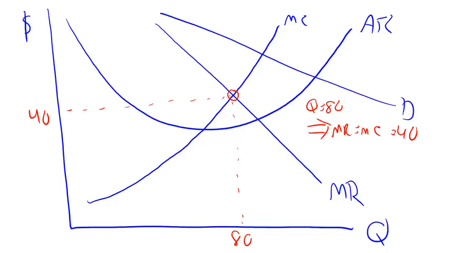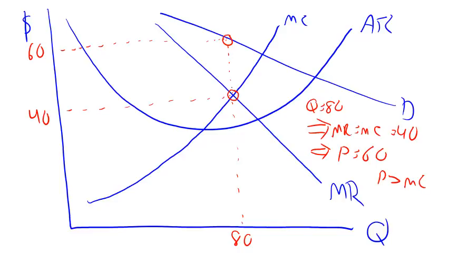Next question, what's the profit maximizing price? To find the profit maximizing price, we go up from our quantity of 80 until we hit the demand curve. The height of that demand curve is the profit maximizing price, maybe something like 60. So when quantity is 80, price is 60. 60 is the profit maximizing price because that's the highest price the firm can charge when it produces the profit maximizing quantity. Notice right away that we have price, 60, is greater than marginal cost, 40.